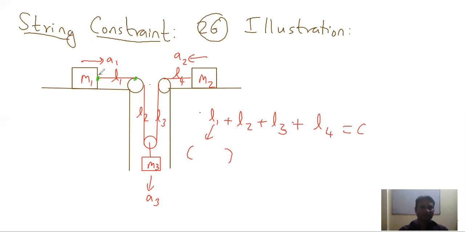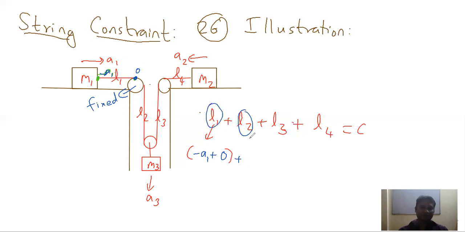This point is moving with acceleration A1 in right direction, leading to decrease of length. So decrease of length means minus A1. Because we have a decrease of length here, we will consider minus A1. Due to this acceleration A1 in right direction, length L1 decreases. Then this point is connected to the fixed pulley, because this pulley is fixed, so we can say this point has 0 acceleration, so plus 0.